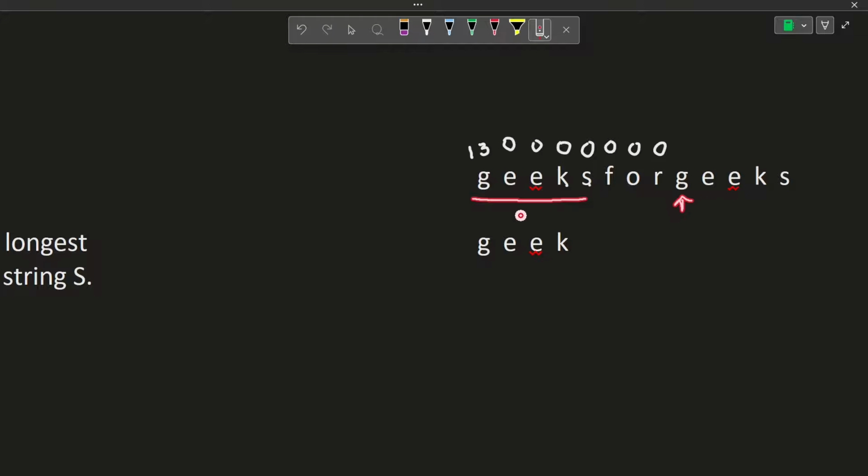So we see G is present, G is matching, E is present, E is matching here, and then E, this is E, this is K, and then S and S. So we see that there are a total of 5 characters that are matching. So for this particular position, it is going to be 5. Then 0, 0, 0, 0, right? So this is how we figure out the value of the z function.